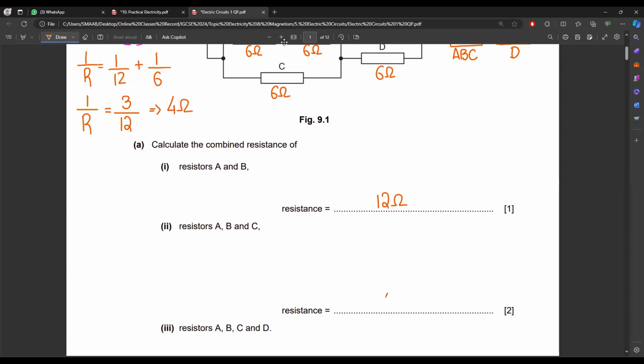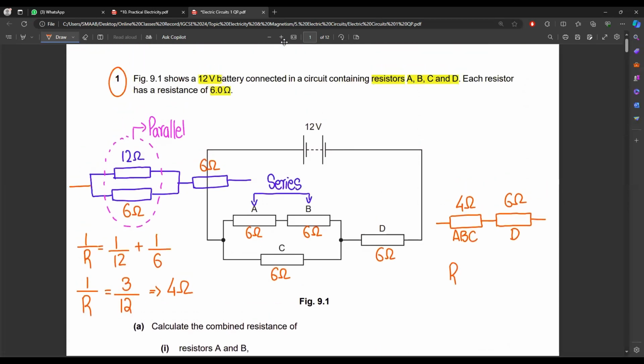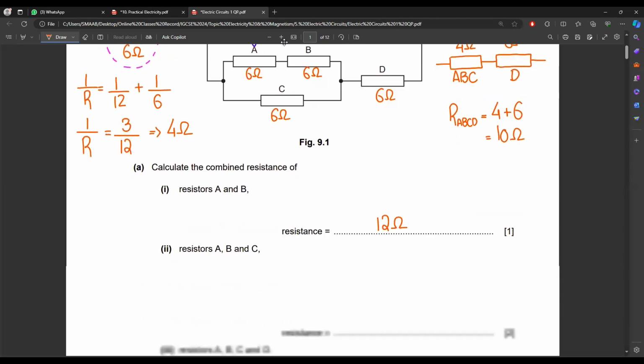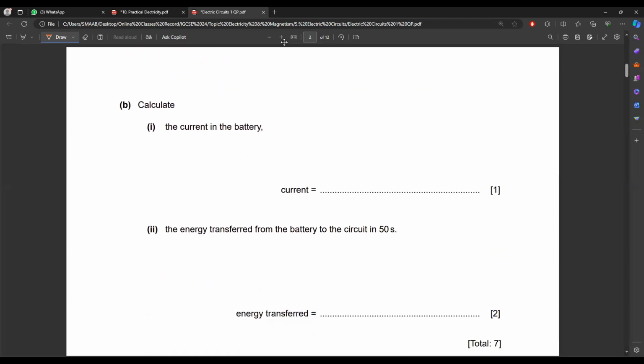In the second part, we got 4 ohms. And when we join A, B, C, D, that will be equal to 10 ohms, right? So it depends upon the question. Sometimes they will ask a 3-mark, 2-mark or 4-mark question. A circuit is given and you have to find out the total resistance of the circuit.